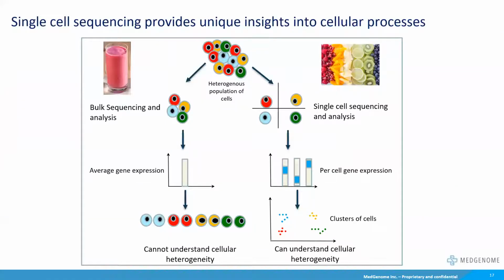Single cell sequencing provides a very unique process, and compared to bulk sequencing, the best analogy I can give you is bulk sequencing is more like a milkshake, versus single cell sequencing is the individual fruits that go into that milkshake. Whereas you have a heterogeneous population of cells, some experiments are designed to look at bulk sequencing of that transcriptomic data. However, you can only look at average gene expression, nothing wrong with that, except that you cannot understand cellular heterogeneity at the level you might want to. With single cell sequencing analysis, you can look at per cell gene expression, you can look at clusters of those cells, and can understand better cellular heterogeneity.